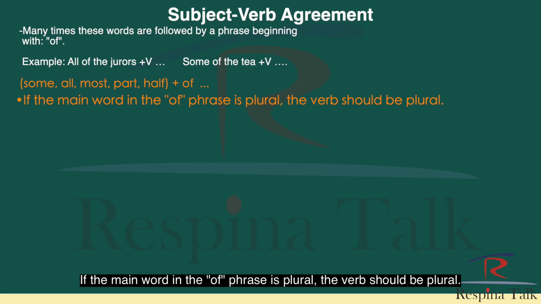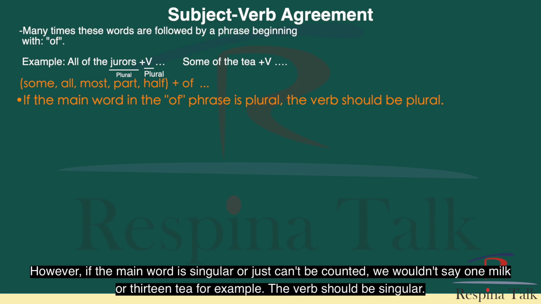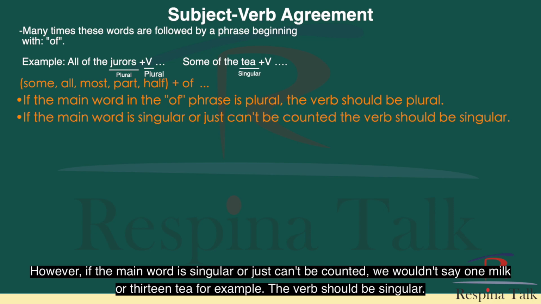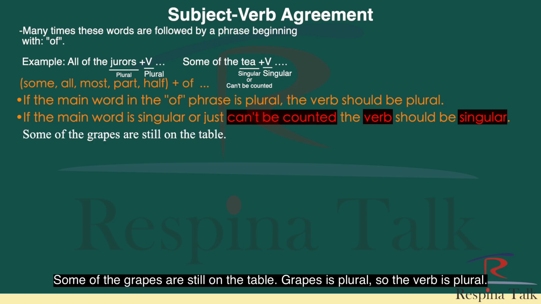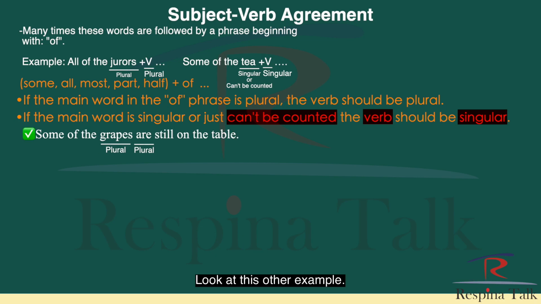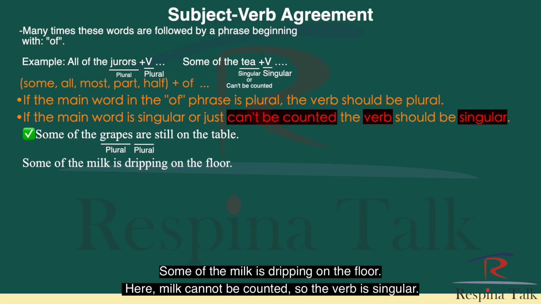If the main word in the of phrase is plural, the verb should be plural. However, if the main word is singular, but just can't be counted, we wouldn't say 1 milk or 13 tea, for example, the verb should be singular. For example, some of the grapes are still on the table. Now, grapes is plural, so the verb is plural. Look at this other example. Some of the milk is dripping on the floor. Here, milk cannot be counted, so the verb is singular.